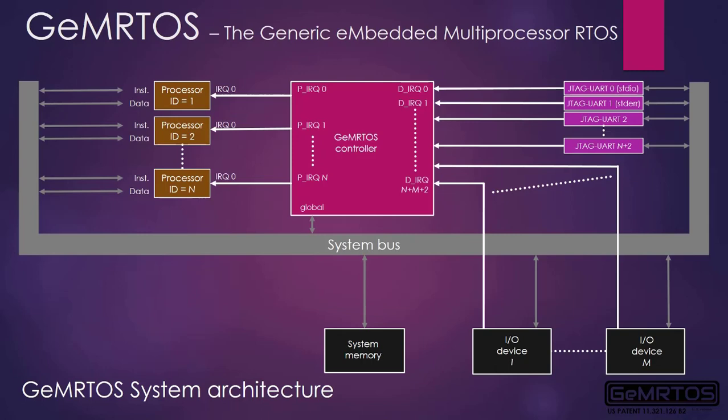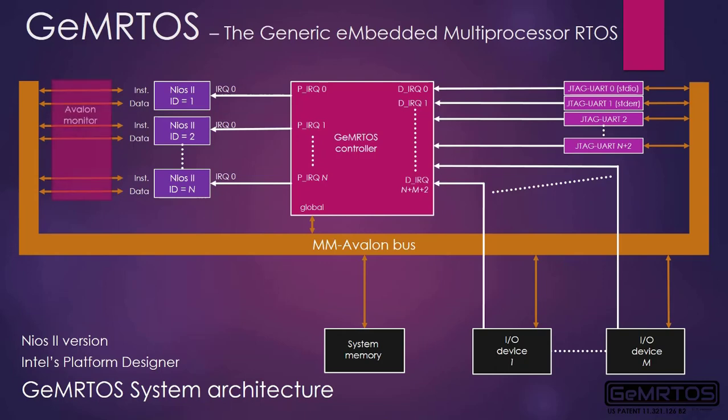The first version of GeMRTOS was written as a composed component for the Platform Designer tool, and it was based on Intel's NEOS 2 processor. It is compatible with both the economy and full versions of the NEOS 2 processor. The Intel memory-mapped Avalon bus was adopted as the system bus for the NEOS 2 version of the GeMRTOS. As a debugging facility, the composed component incorporates an Avalon monitor that traces all the processor bus activity. The Avalon monitor has a FIFO memory that can store bus activity for later analysis.